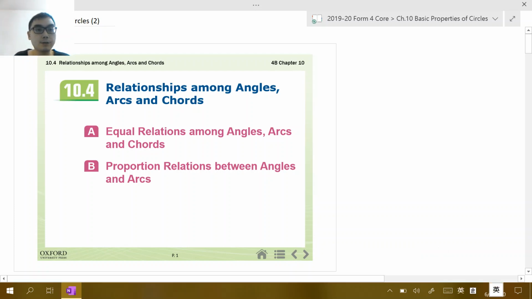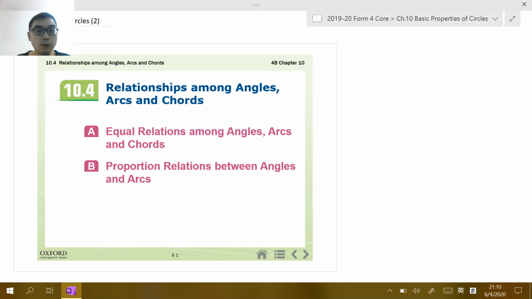Today, I would like to give you the last session of chapter 10, which is called the relations among angles, arcs, and chords. But actually, I would like to focus on the parts of angles because chapter 10.4 tells you a fact that I've mentioned in the last clip when we talked about chapter 10.3. And in this clip, we want to investigate more, so we take a look.